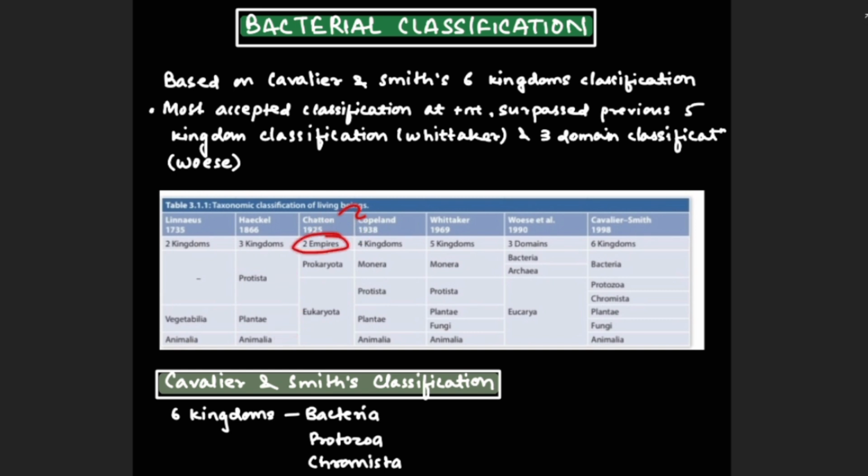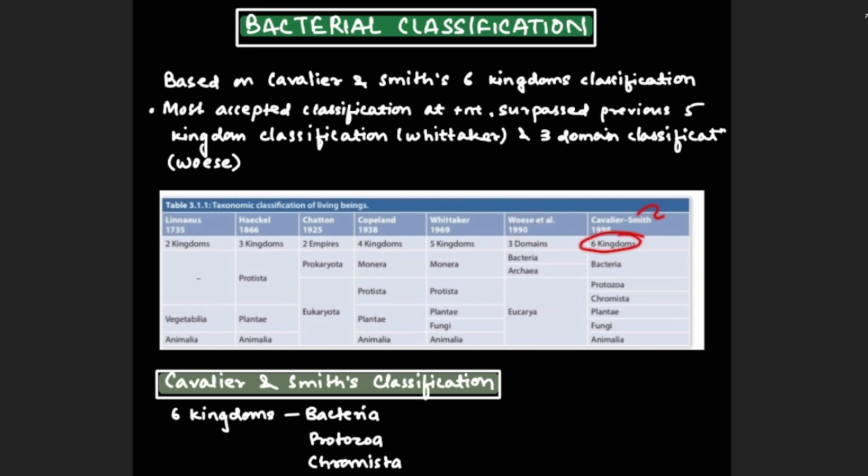Then the two empire classification was given by Chatton, which is divided into Prokaryota and Eukaryota. Then the four kingdom classification was given by Copeland, which is divided into Monera, Protista, Plantae and Animalia. Then the five kingdom classification was given by Whittaker, divided into Monera, Protista, Plantae, Animalia and Fungi. Then the three domain classification was given by Woese, which is divided into Bacteria, Archaea and Eukarya.